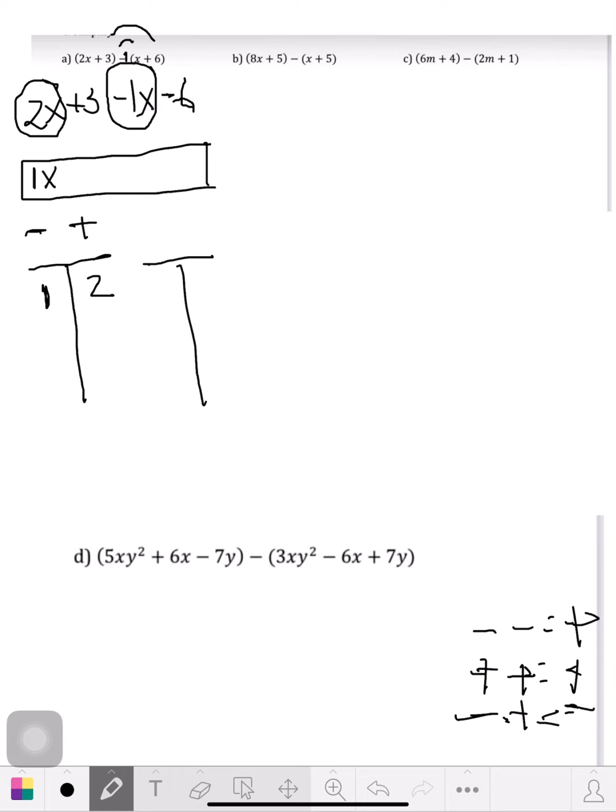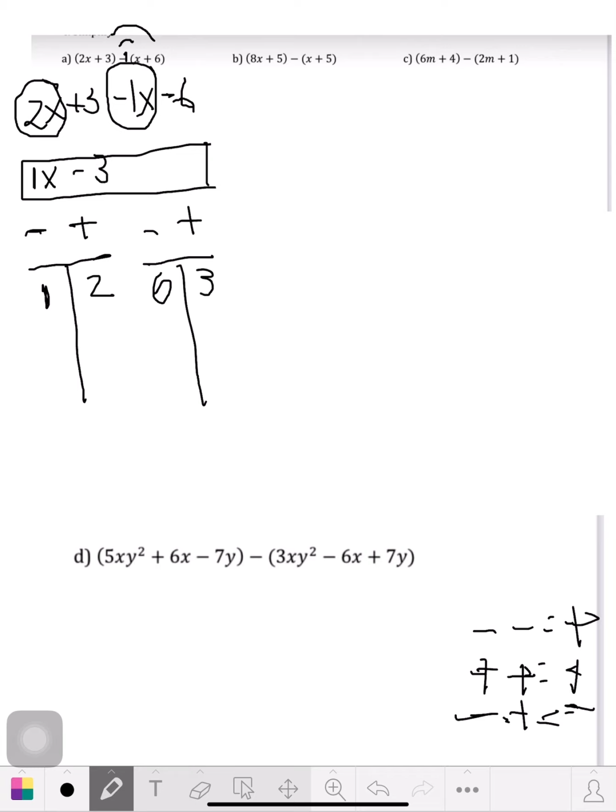Okay, so now, what do we got? We got a positive 3 and a negative 6. So we got a negative, and then we got a positive sign. So we got a positive 3 and a negative 6. Okay, so the difference between the 2 of them is 3, and the negative sign wins out. Okay, so your answer is negative 3.